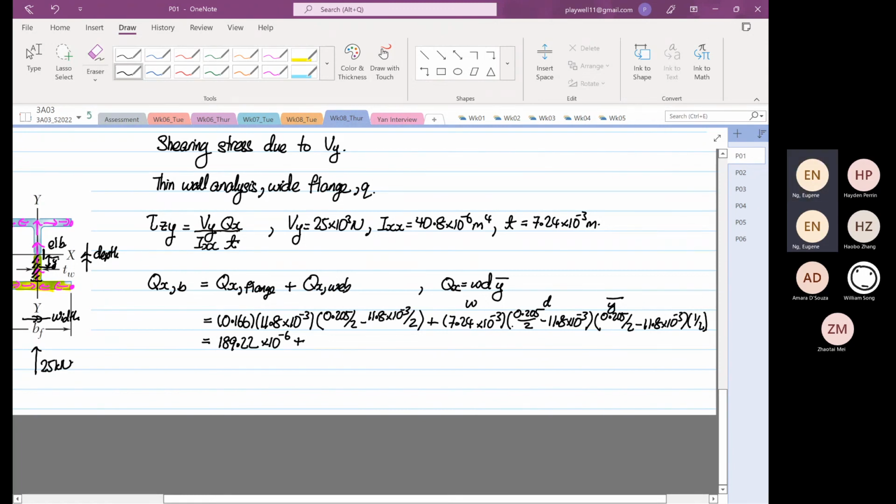And then plus 0.205 divided by 2 minus 11.8 power minus 3, the whole thing squared, times 0.5 times 7.24 power minus 3, is equal to 29.780. Let me do it again. 0.205 divided by 2 minus 11.8 power minus 3 squared, times 0.5 times 7.24 power minus 3, 29.780.